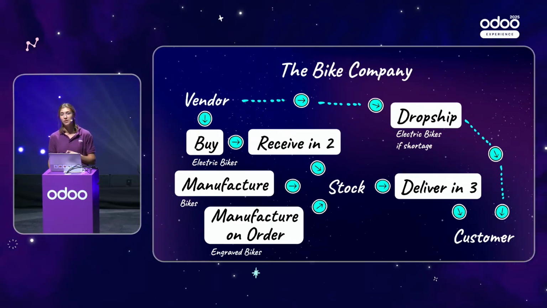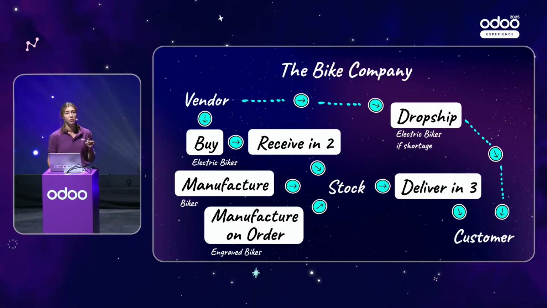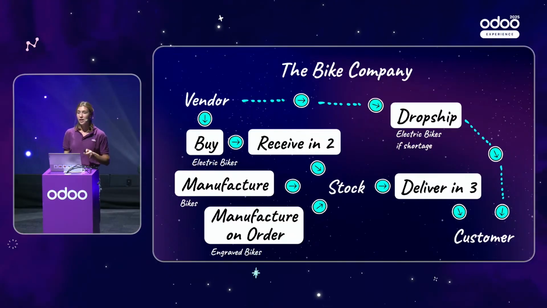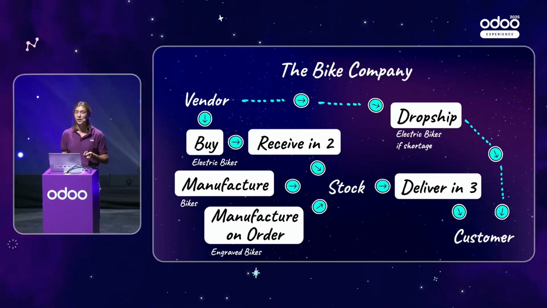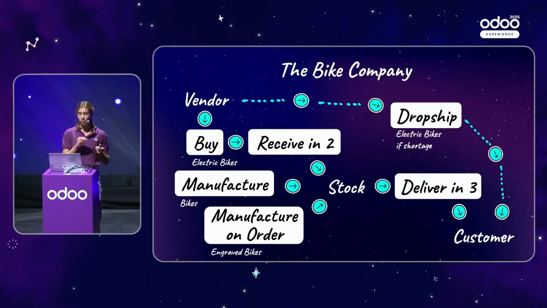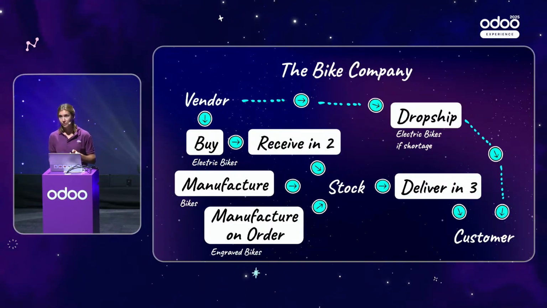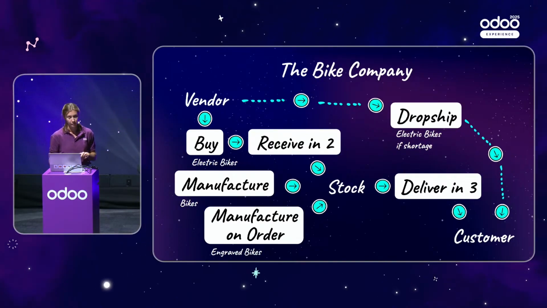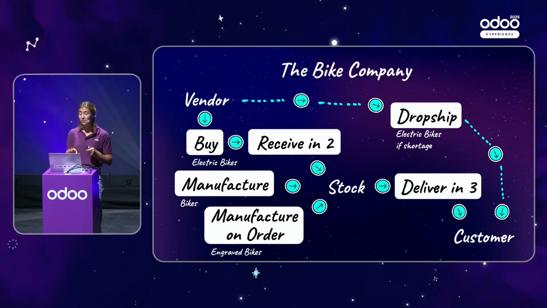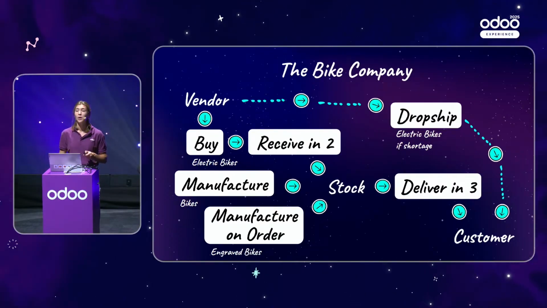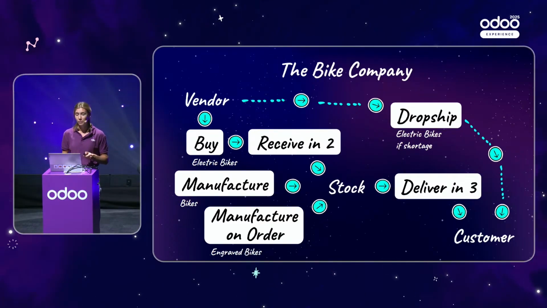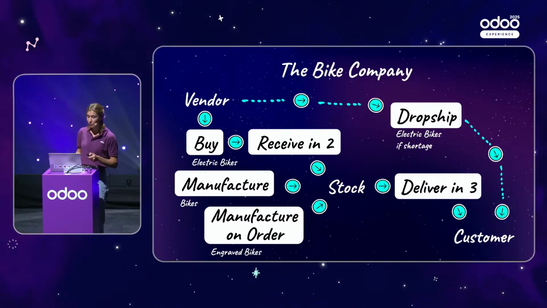And we have a very specific case if we sell an electric bike that is not in stock. In that case, the salesperson can purchase the bike from the vendor and ask him to deliver directly to the customer. This is called drop shipping. So it sounds like a complex supply chain, but with Odoo, it's going to be simple. So let's jump into Odoo and check that out.